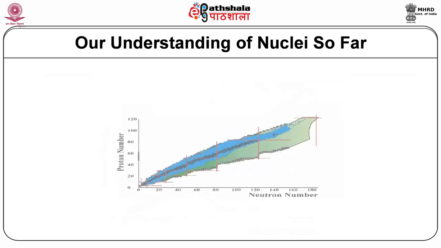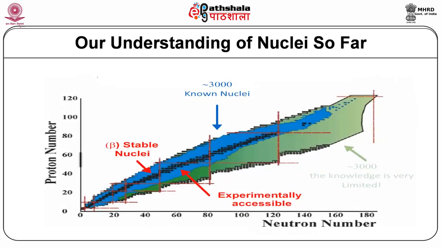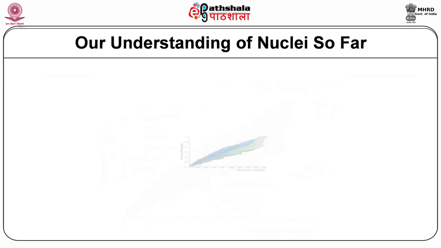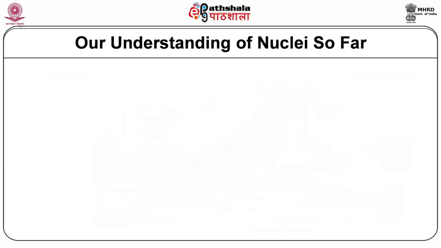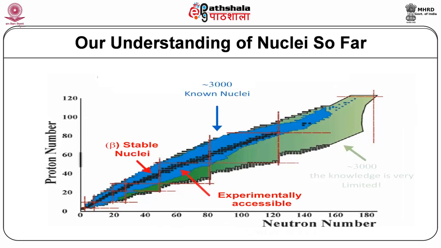So the proton drip line and the neutron drip line are the two bounding lines for all the nuclei, which means that beyond these lines, no nucleus can be produced. If we talk about the proton drip line, it means we cannot produce a nucleus by adding an extra proton to it. Similarly, on the neutron drip line, if you pick one nucleus and add one neutron to it, we cannot form another nucleus. So these are the limiting values for nuclear existence.